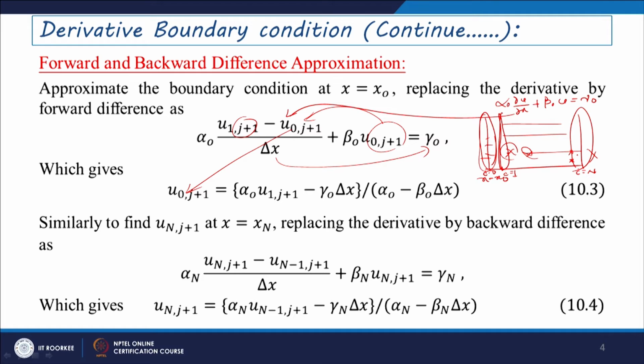So, this discretized scheme can be written in the form of alpha_n (u_n^(j+1) minus u_(n-1)^(j+1)) by delta x plus beta_n u_n^(j+1) equals gamma_n. Especially, people are using this forward marching at the inlet or along the first boundary, and at the last boundary or at the outlet it is especially used as the backward difference approach.